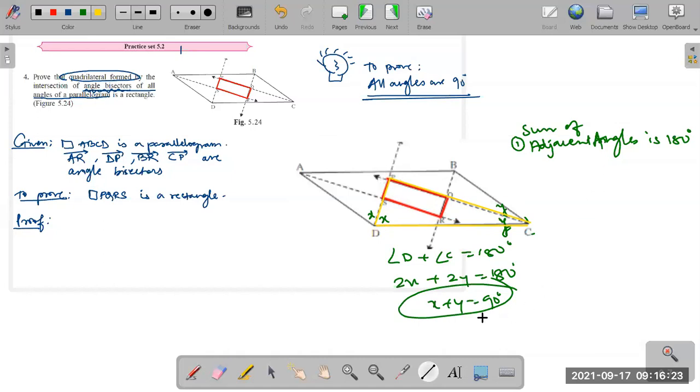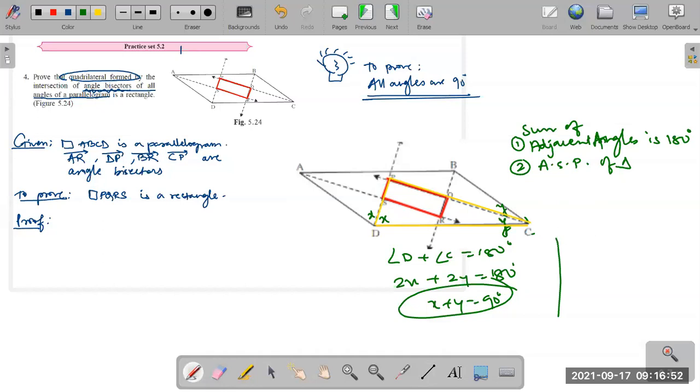Okay, first we have shown that X plus Y is 90 degrees. Then we are concentrating on this triangle. Now let's say this angle is angle P. By the angle sum property, the second thing we are using, for a triangle, we know that the sum of all angles is 180 degrees, right?